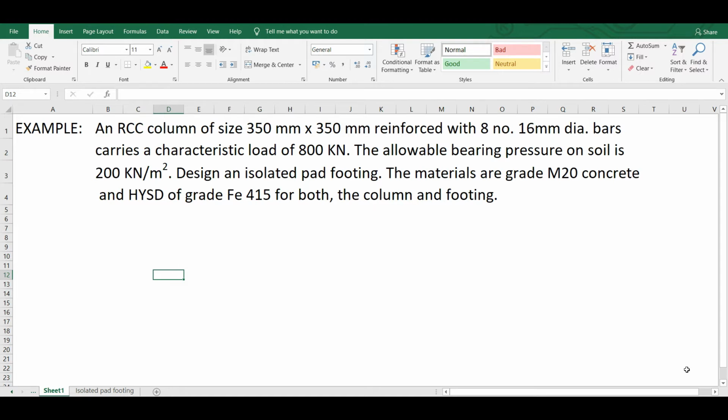Hello friends, in this video I will explain how to design an axially loaded isolated pad footing. So let's say I want to design a footing for a column of size 350 mm by 350 mm, and the column is reinforced with 8 bars of 16 mm diameter and carrying a compressive load of 800 kN. The allowable bearing pressure on the soil is 200 kN per meter square, and I want to design an isolated pad footing of M20 grade concrete and Fe415 grade steel.